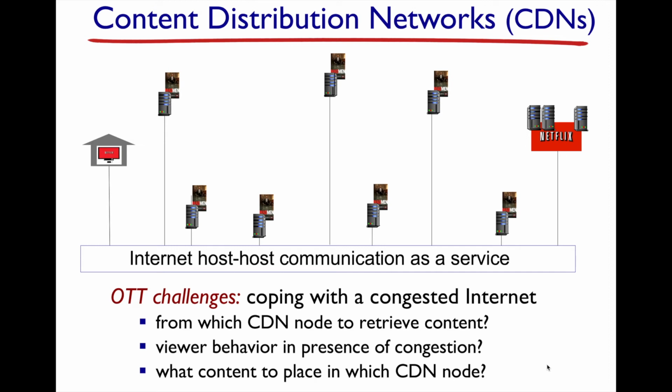And so what is the viewer behavior in the presence of congestion, and also which content to place in which node? So if you have a movie that's very popular, a blockbuster movie, it means a lot of people are going to be accessing it. Maybe you want to have that everywhere. Maybe there's a movie that's not as popular, not that many people are watching it, so you don't want to have this sucking up storage in all of your CDN server node instances. Maybe you only place it in some of them.